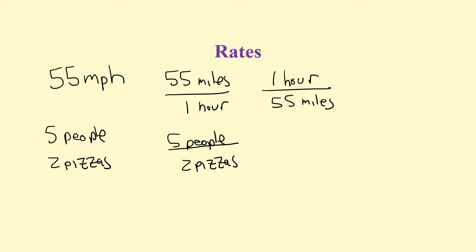And likewise, for every 5 people that you have, they eat 2 pizzas. And similarly, for every 2 pizzas that are eaten, you know that you must have 5 people eating them. So we can flip them and still be talking about the same information.